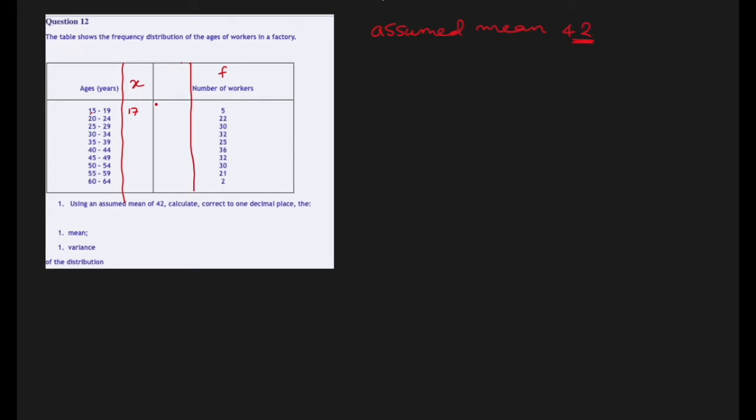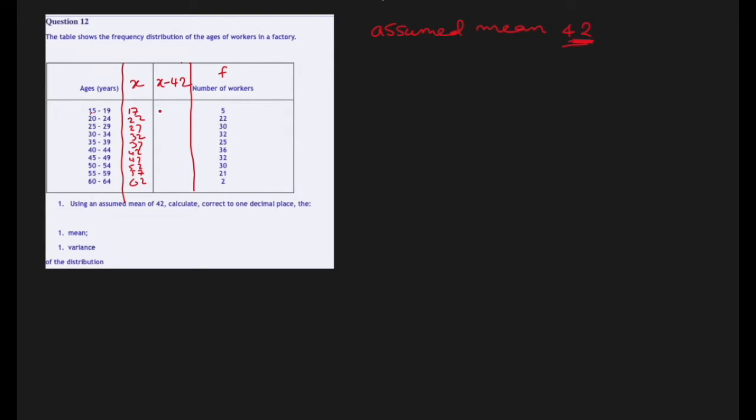15, 17, 19, correct? Similarly 20, 22, 24. So 22 will be the middle value if you don't want to calculate. 25, 27, 29, then 32, 37. Can you see a pattern here? 42, then we have 47, 52, 57 and 62, right? Next would be to subtract the assumed mean. This 42 is the assumed mean. We'll subtract it from each one of them.